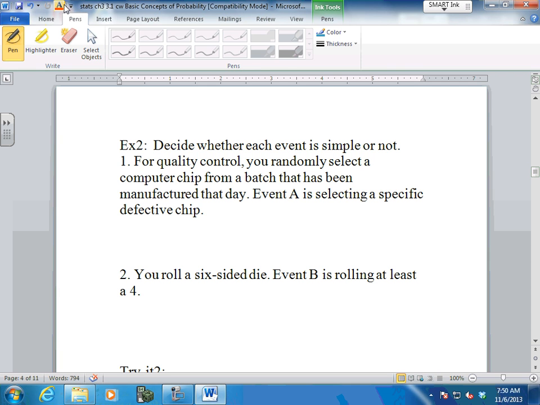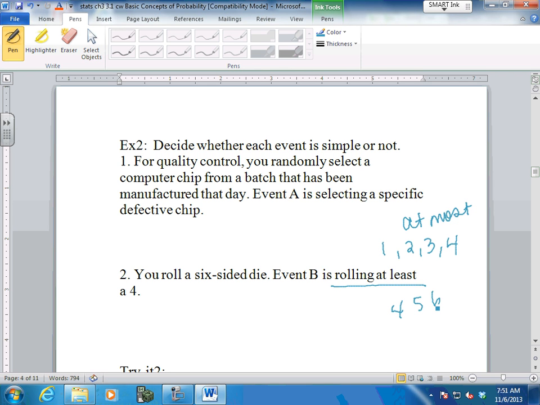Rolling a 6-sided die, event B is getting at least a 4. Simple or not? Not. At least a 4 says, what can I get? At least a 4. So is this at least or at most? At most. Be careful with the at least, at most. This is at most a 4. What's at least a 4? This is the least one that could happen.